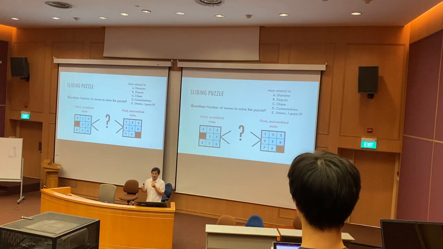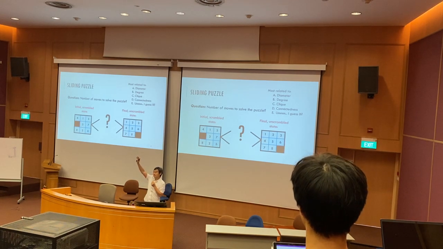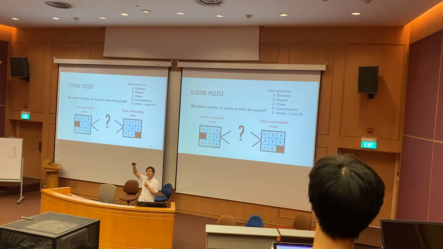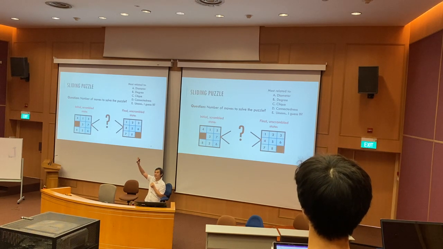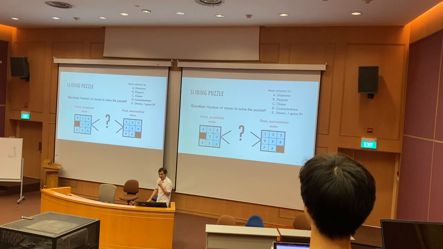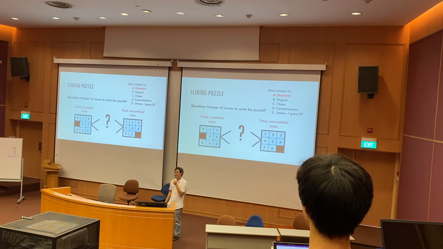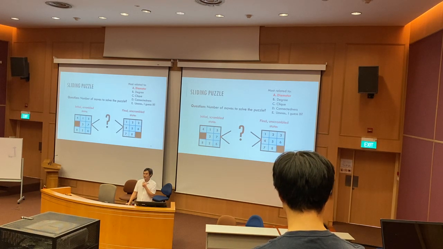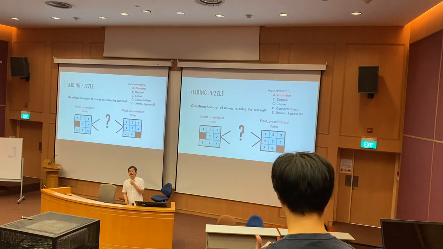Is it related to the diameter? Degree? Clique? Connectedness? I guess B. So the right answer is diameter, actually. So why diameter? So the number of moves required to solve this puzzle, why is it related to the diameter?